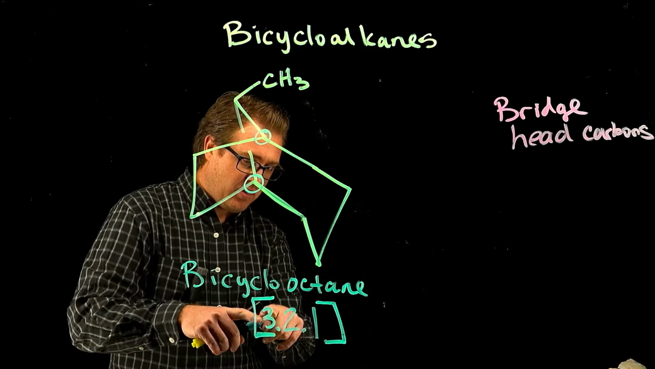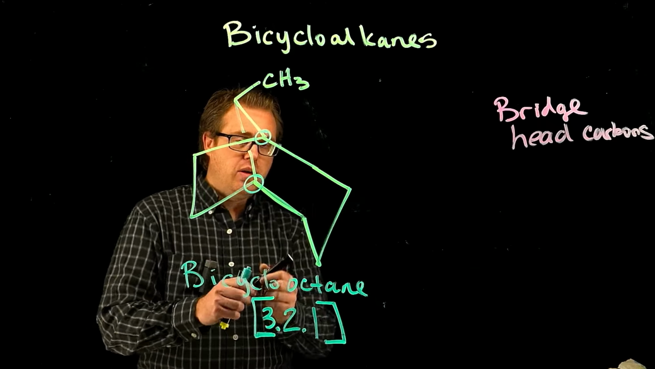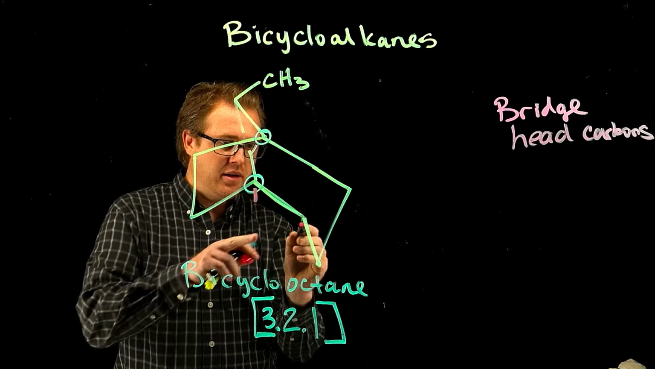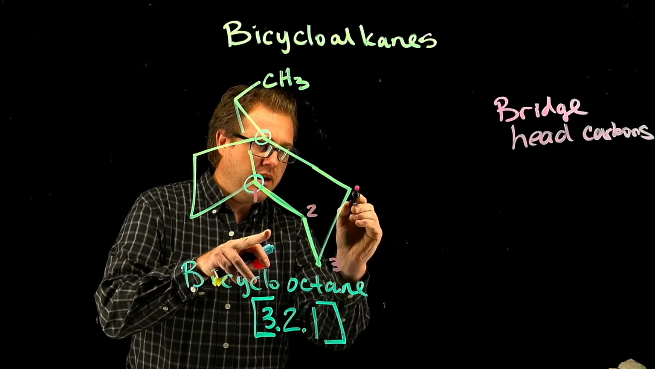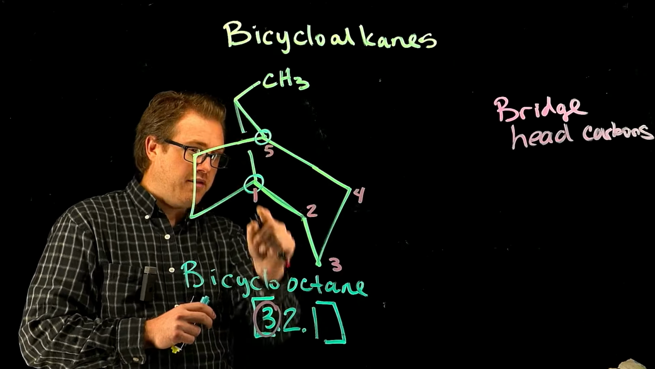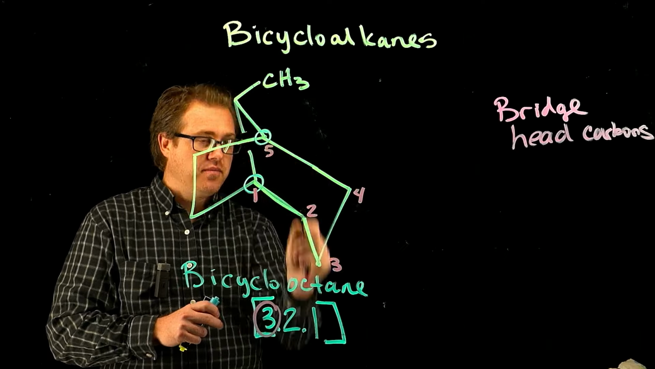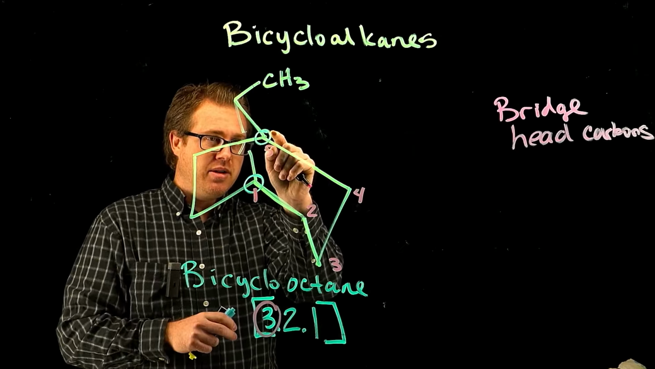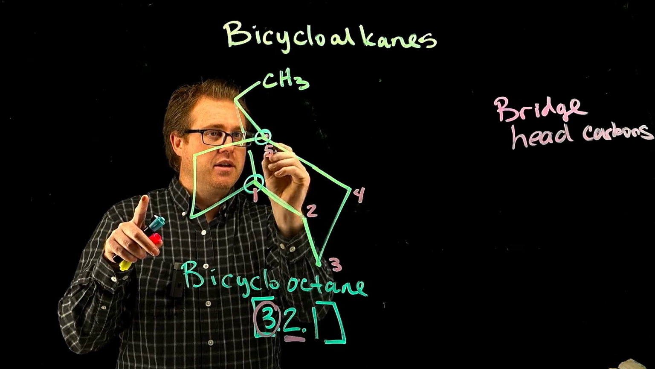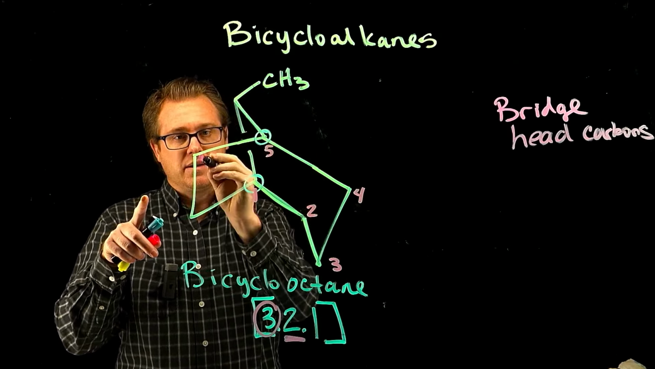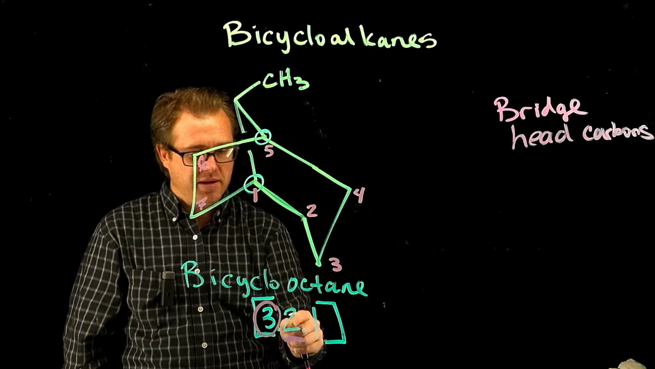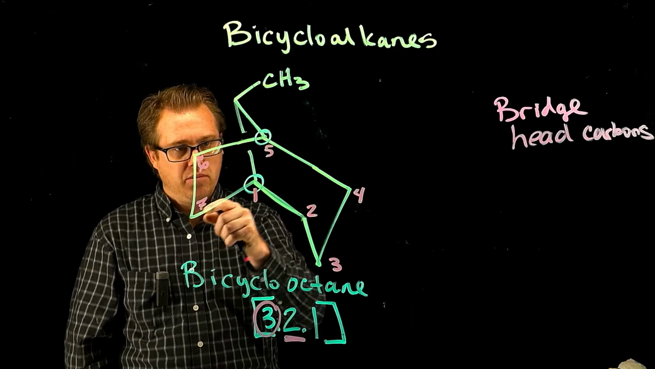So it's telling me to go through this 3 path. So I could start right here. Number that carbon 1, 2, 3, 4, 5. Do you see how this number right here is telling me to follow that path? Once I stop at a bridgehead carbon, I look at the next number, and that says 2. So follow the 2 path. So I'm going to go 6, 7. So I'm following this path back to the bridgehead carbon. There's my 2.